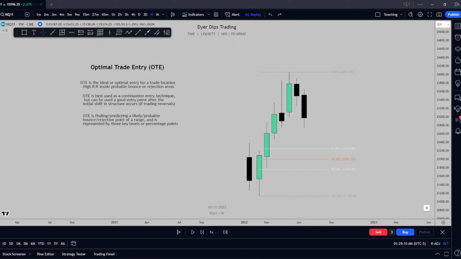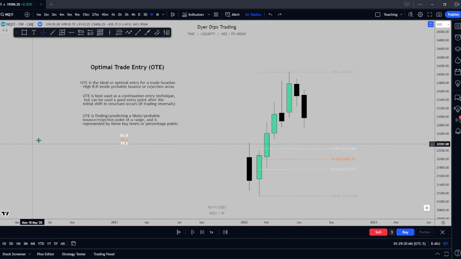OTE is also finding and predicting a likely or probable bounce or rejection point of a range, and is represented by three key levels or percentage points. These three levels are the 61.8 level, the 78.6 level, and the midpoint between those two levels, which is 70.2.